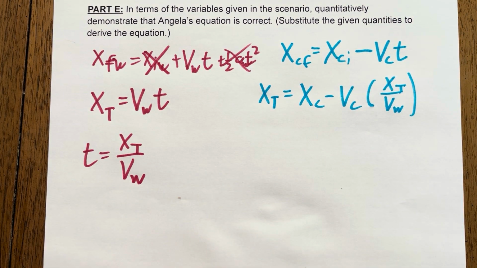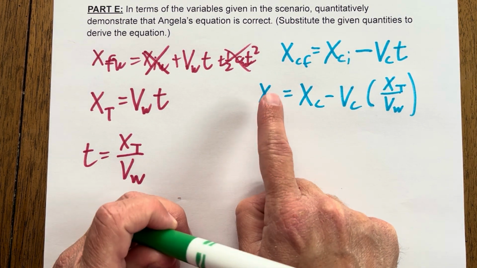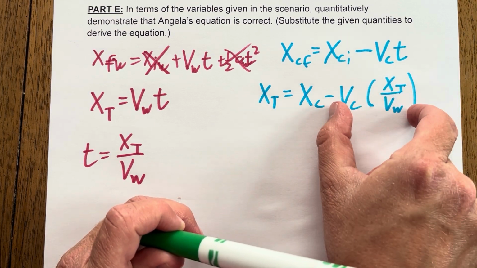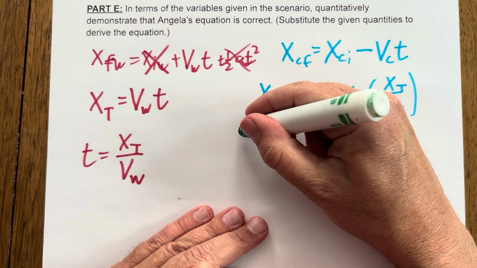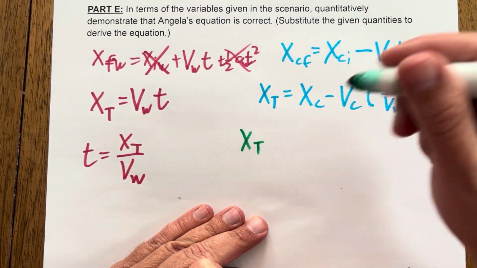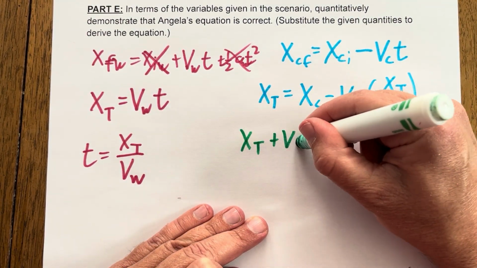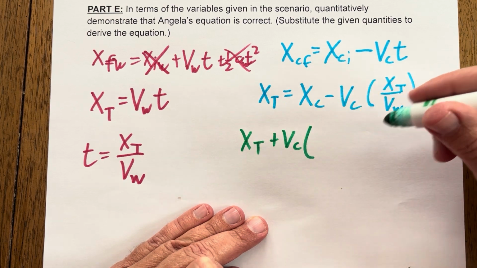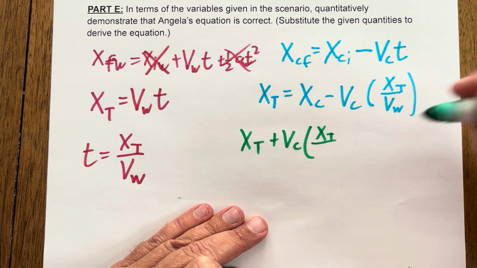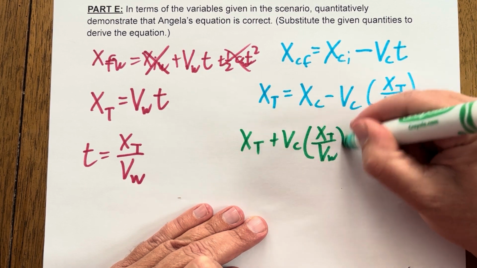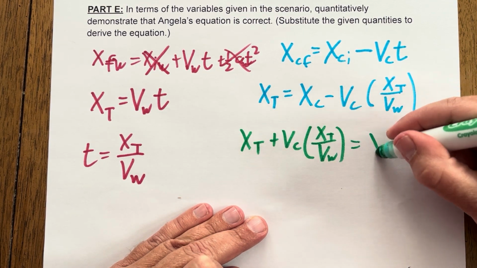So now let's look at this. We've got to solve for this position. We've got it over here, we got it over here. So let's take this whole term right here and add it to this side. So we got the position at which they get tackled plus the velocity of the cornerback times the quantity, position at which they get tackled, XT, over velocity W equals XC.